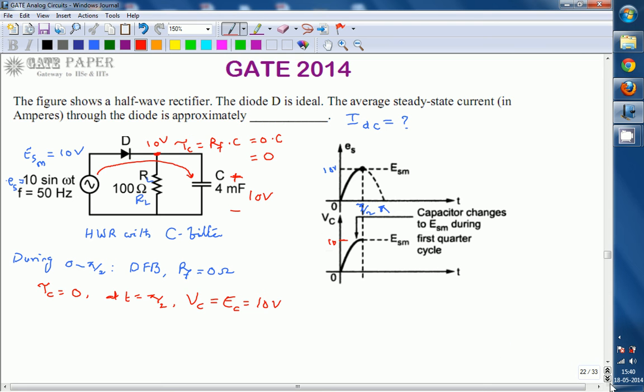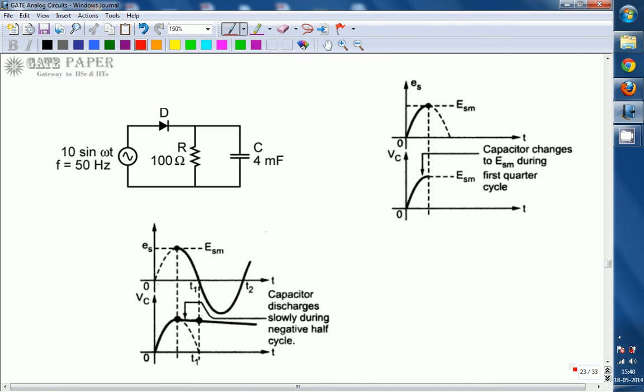Next, after this one, what happens? After this one we are going for the next cycle, the second quarter of the first half cycle. In the second quarter of the first half cycle, the value of the signal is going to be reducing. That is nothing but the input voltage is now going to be less than 10 volts. Is that sure or not? Now ES is going to have values which are always less than 10 volts, but the capacitor is going to be charging towards 10 volts.